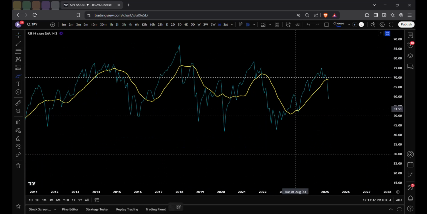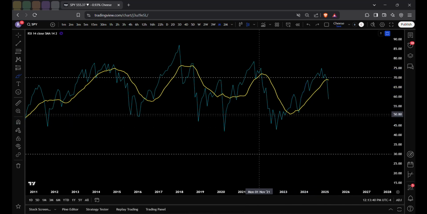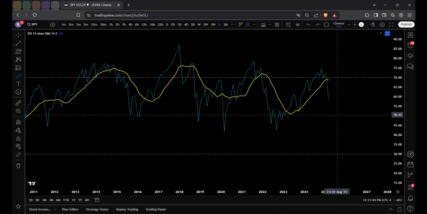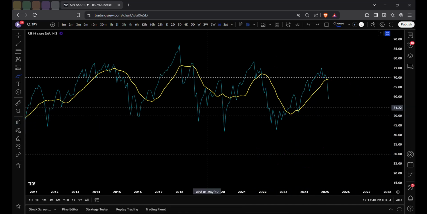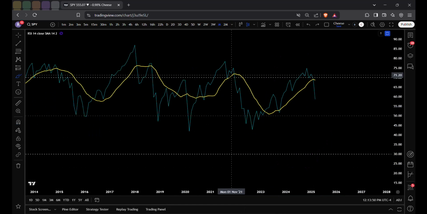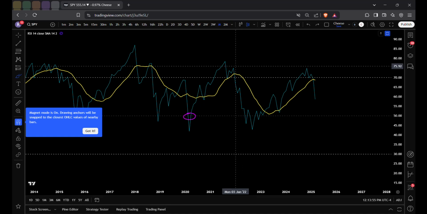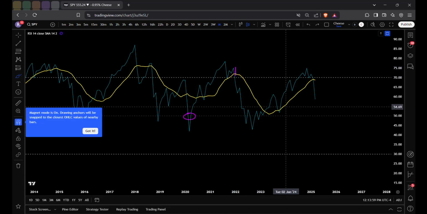When you are underneath the moving average, you're bearish. When you're above the moving average, you're bullish. When you're in section A or A plus, you're bullish. When you're in section B or B minus, you're bearish. So we were oversold, overbought, right? Double top, break of market structure right here. This is the most important thing.